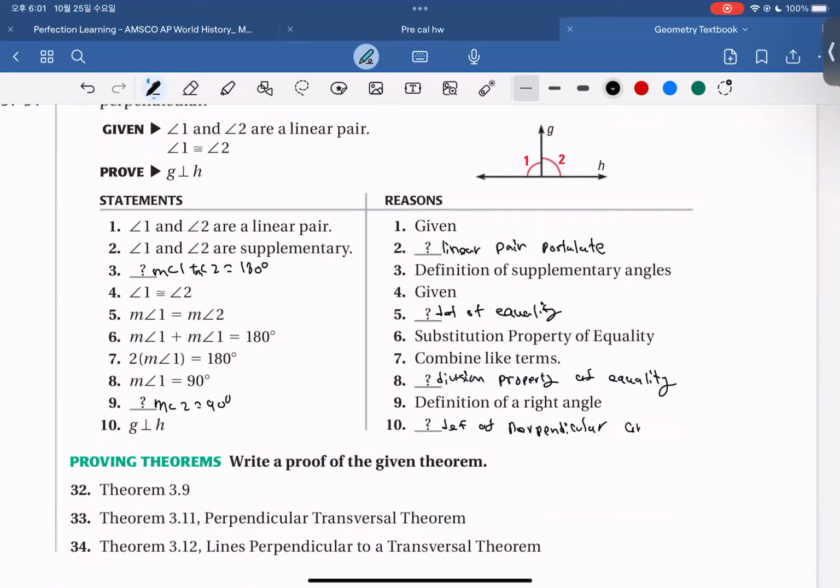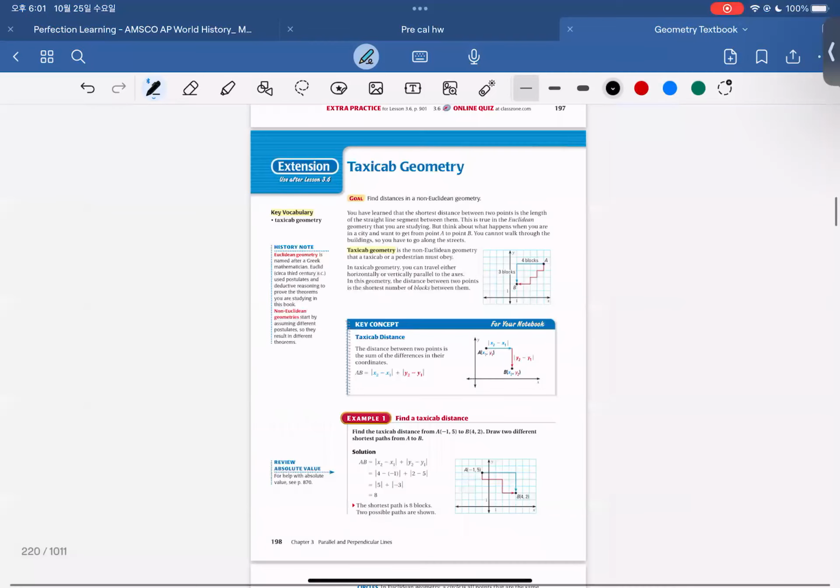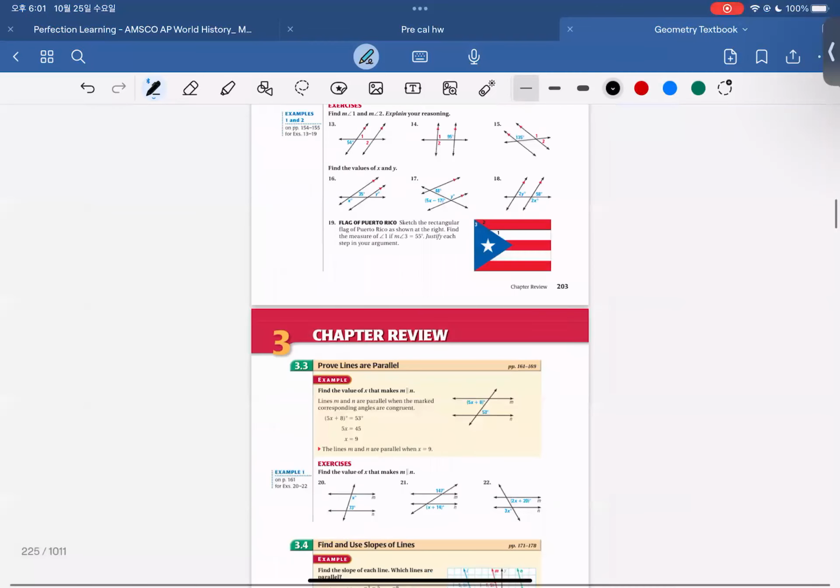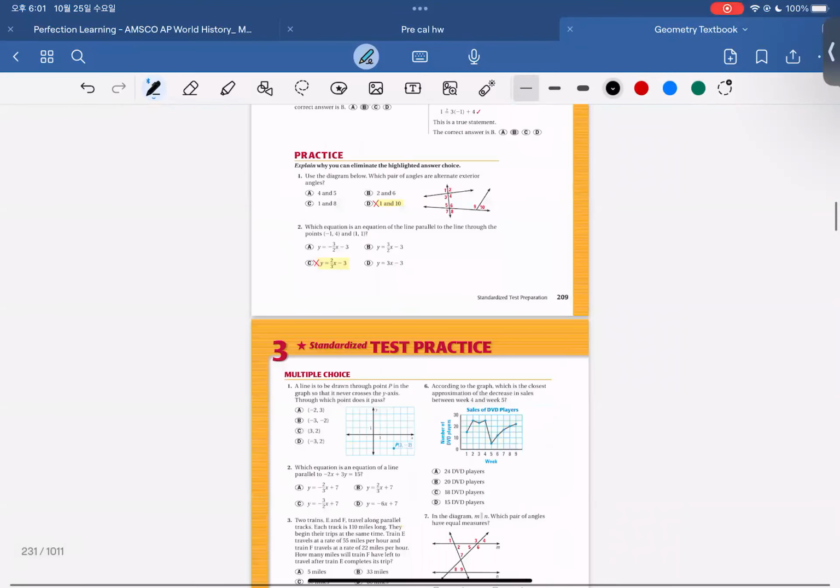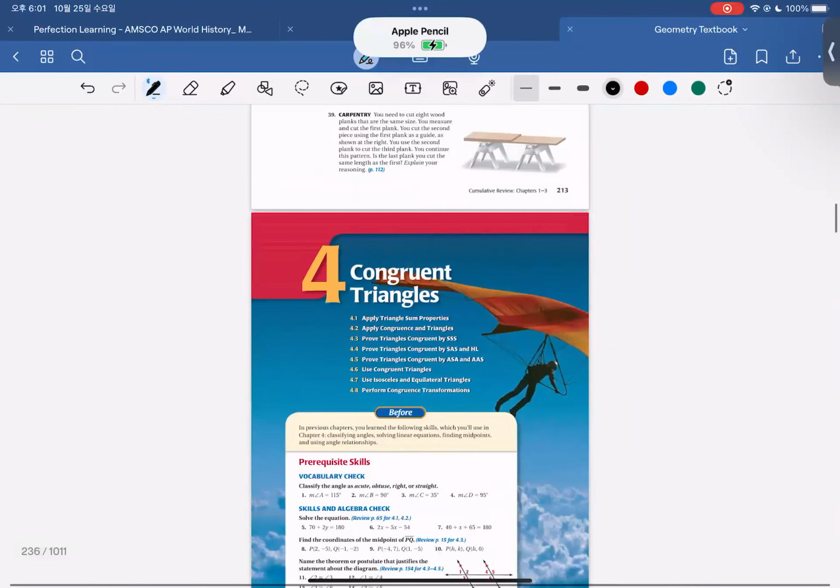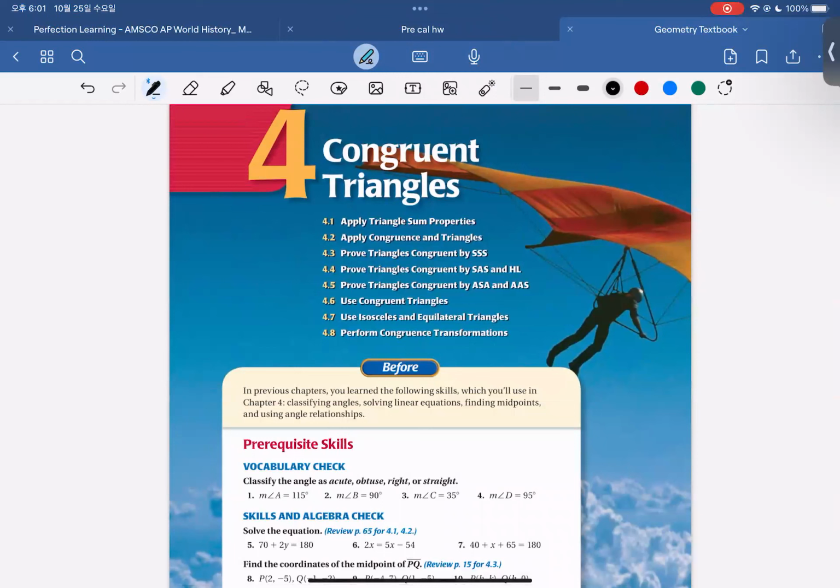Yeah, sorry about the handwriting, but anyways, that's it for chapter 3. And now we're done. So great job everyone so far. And next we'll go on to chapter 4 about congruent triangles, which is probably, in my opinion, the highlight of geometry because it's really where the best proofs come out. So thank you guys. Bye.